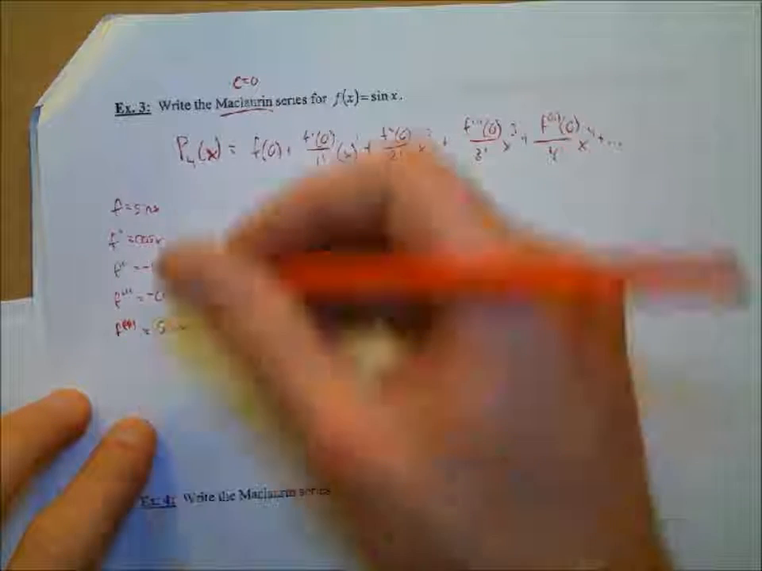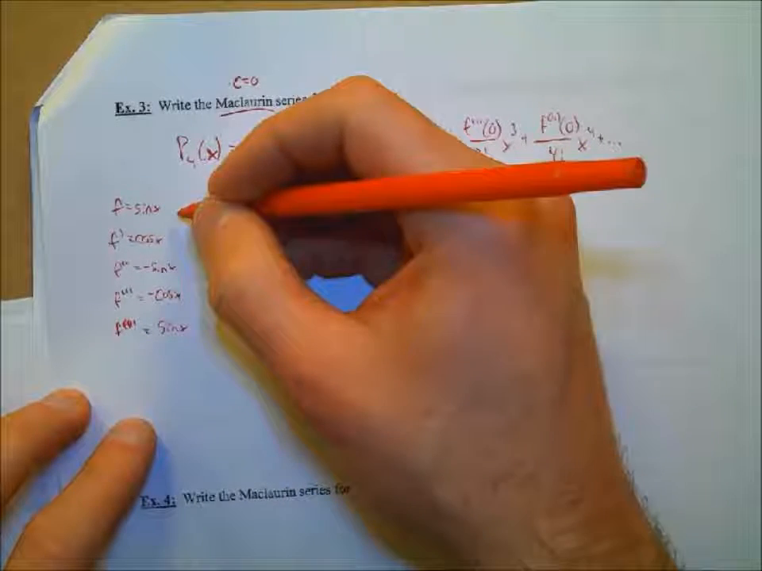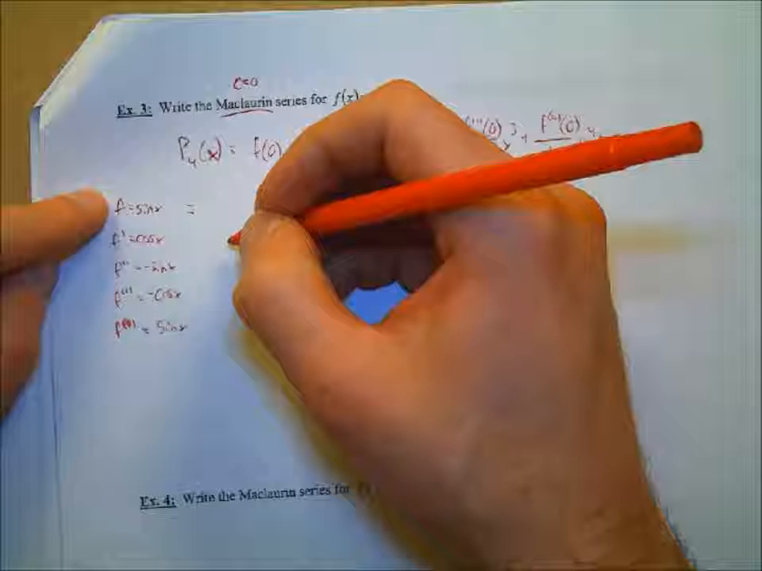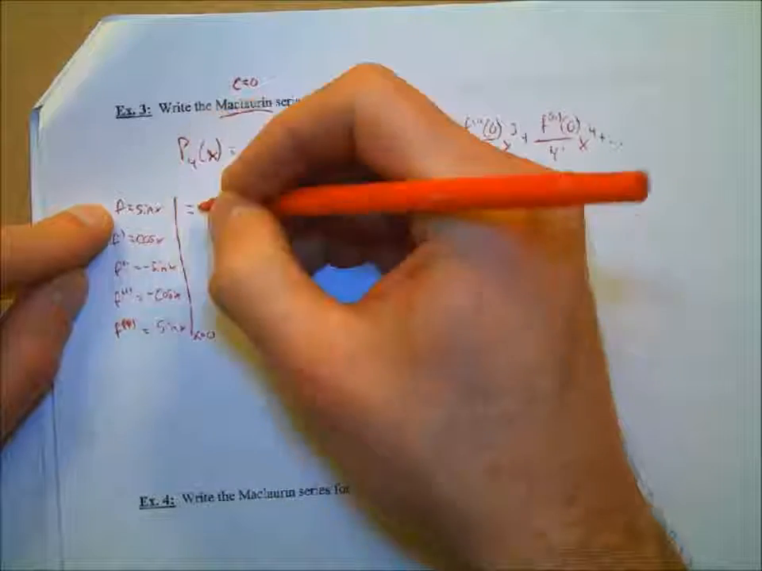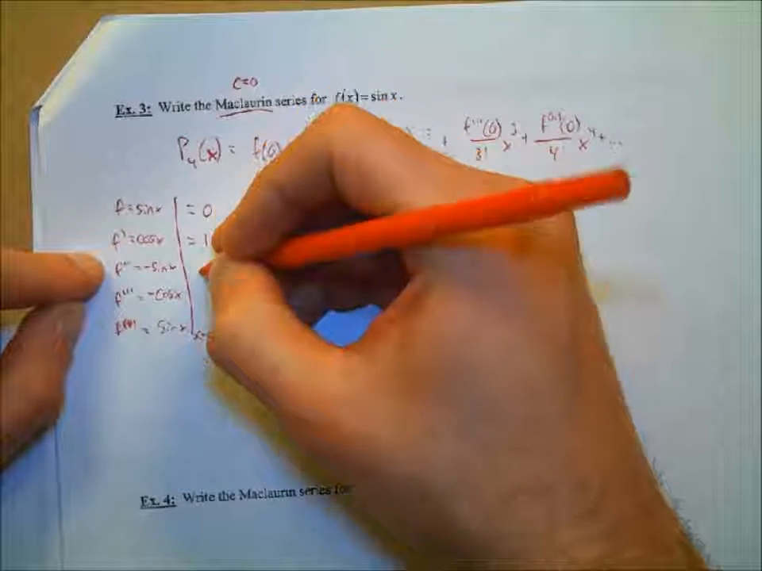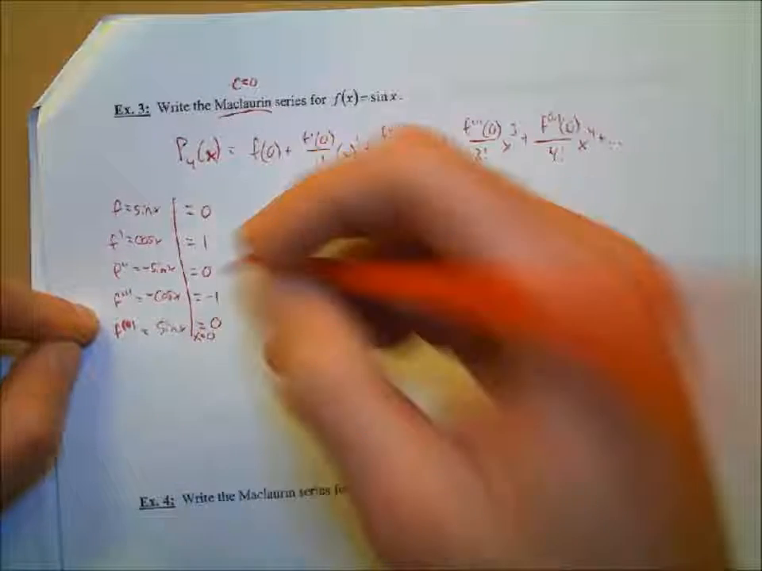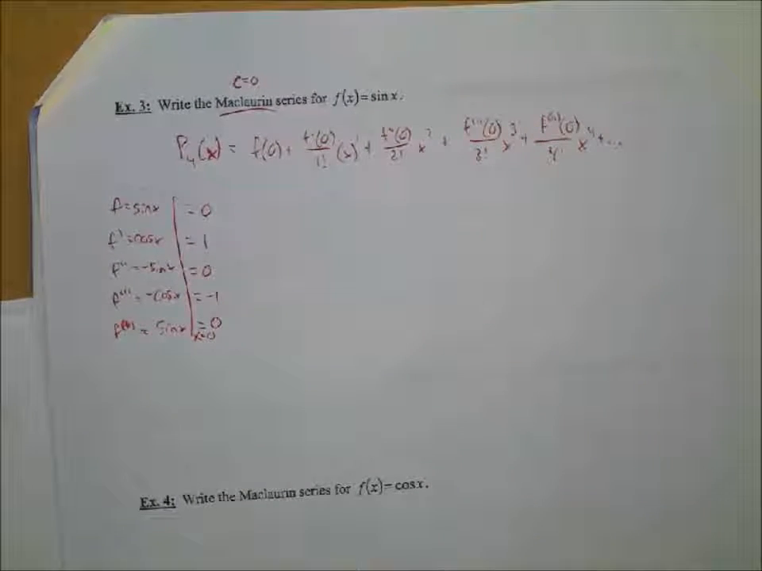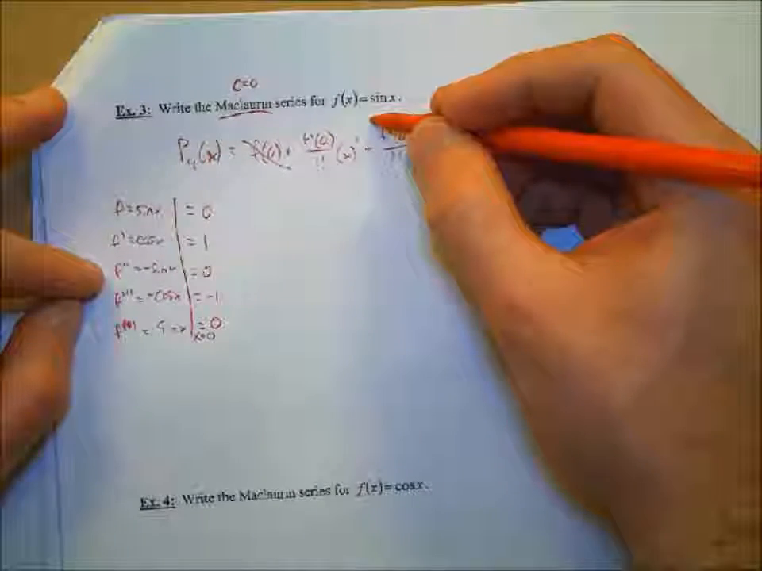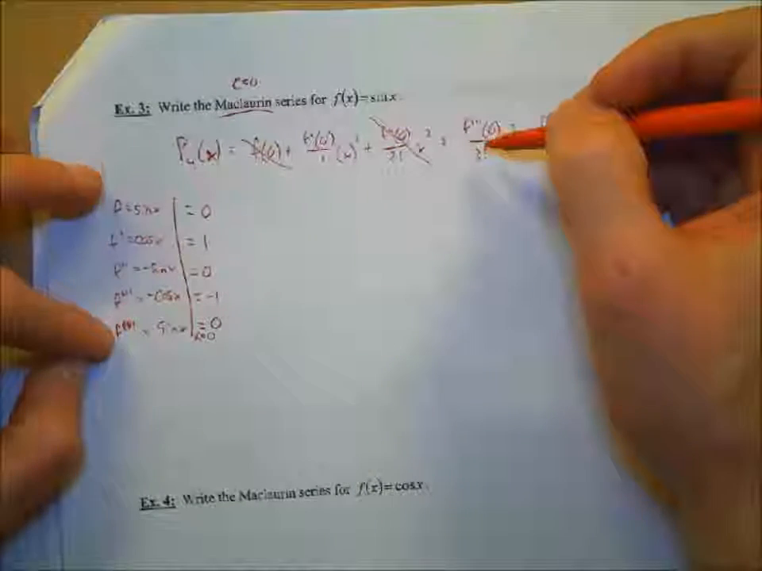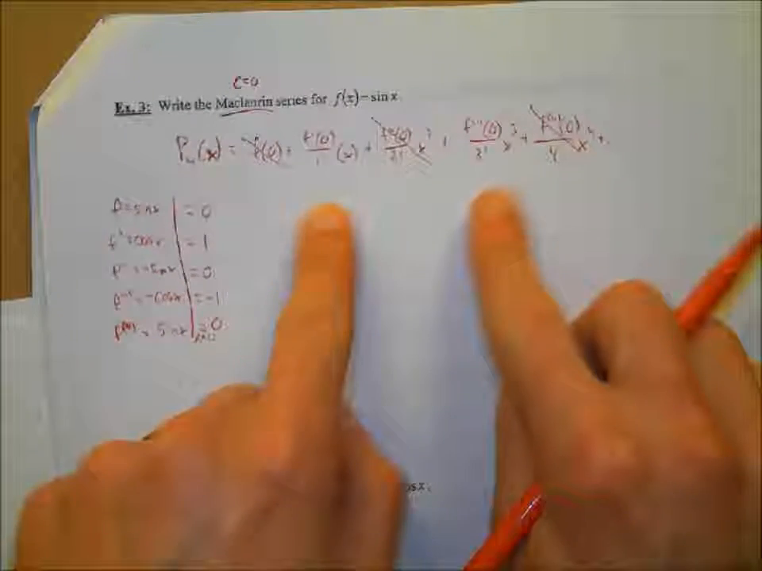All right? And if we evaluate these at 0, what are we going to end up with? Well, sine of 0 is 0. Cosine of 0 is 1. 0 again for negative sine. Negative 1 for negative cosine. And then 0. And we run into some problems here because f of 0 goes away. f double prime of 0 is 0, so that whole term goes away. And the fourth derivative of f at 0 is 0, so that term also goes away. And so we end up with only 2 terms.